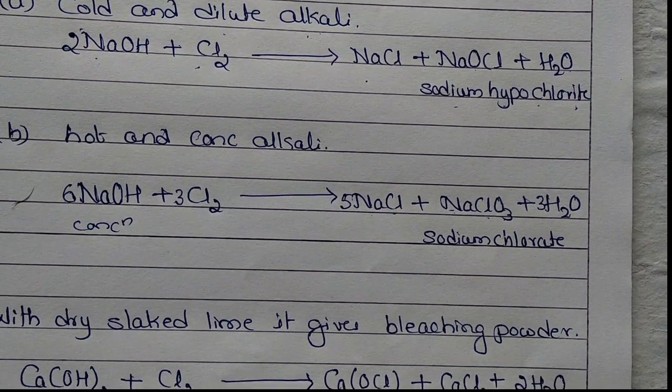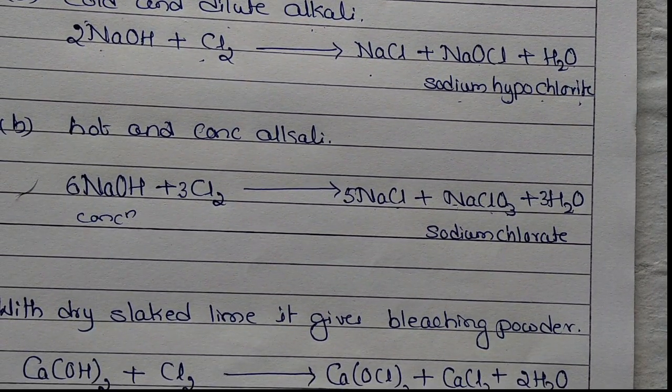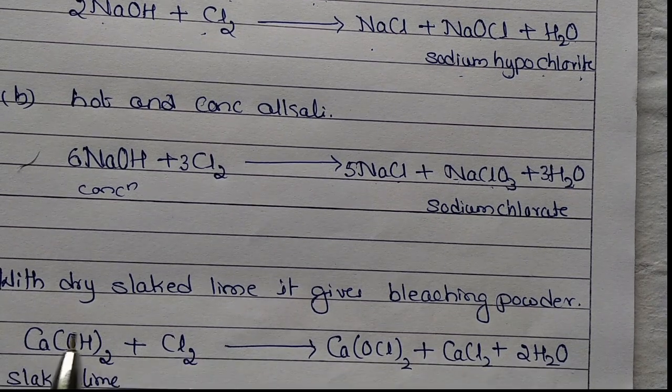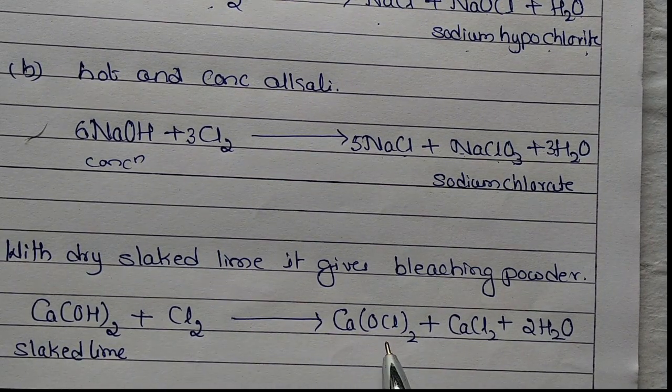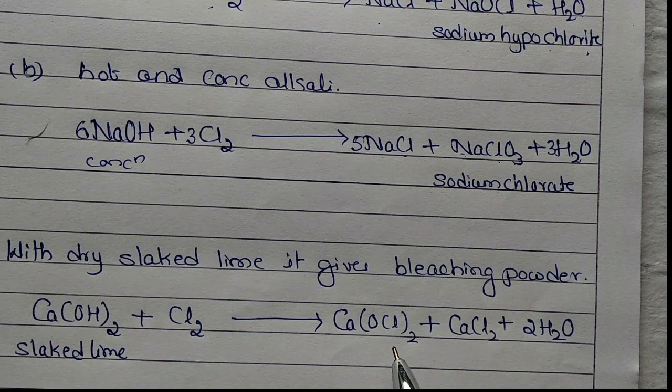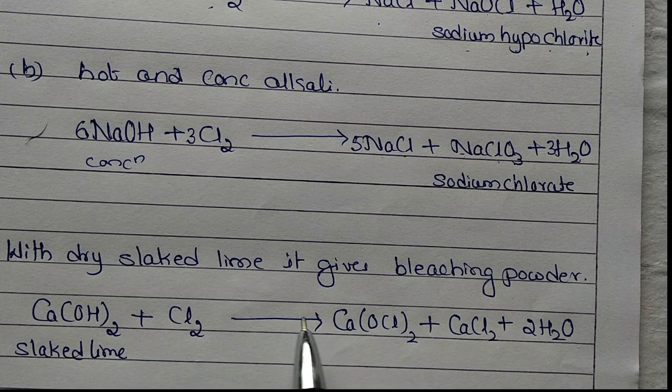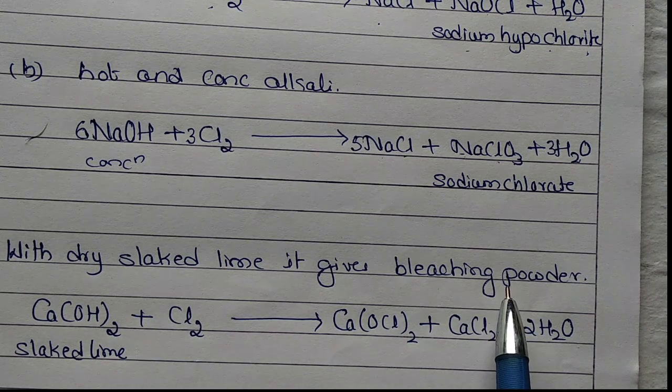Next is the reaction with slaked lime, which we call bleaching powder. With slaked lime, it gives bleaching powder. Slaked lime is what? Calcium hydroxide. With chlorine, it gives calcium oxychloride as well as calcium chloride and water. This entire mixture is called bleaching powder.